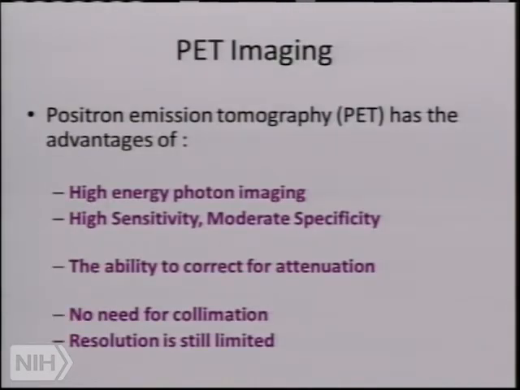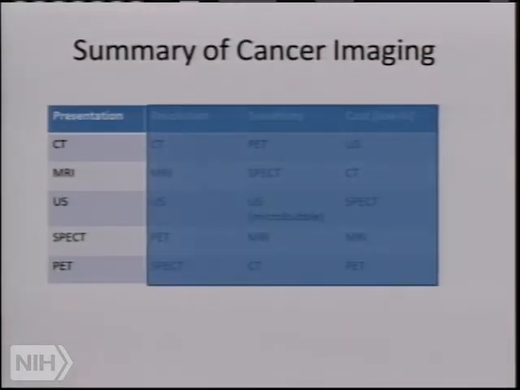So PET imaging has the advantages of being very high energy photon imaging, high sensitivity with good specificity, the ability to correct for attenuation, and no need for collimation because of the 180-degree difference between the two gamma rays. Resolution is still limited compared to other techniques like CT or MRI, but it's still very, very good. So I want to summarize what we've talked about. I presented the various techniques in this order: CT, MRI, ultrasound, SPECT, and PET.